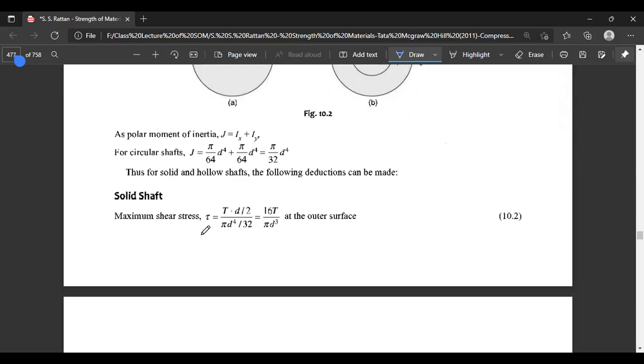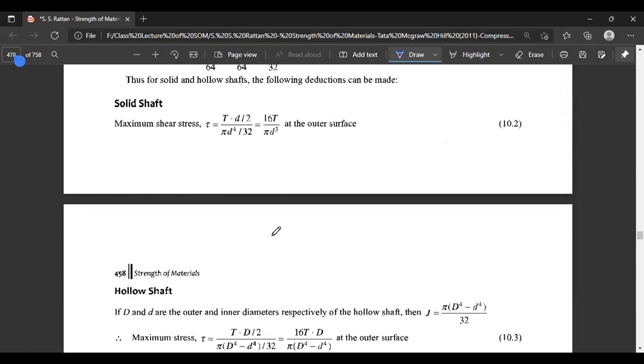For solid shaft, the maximum shear stress tau is equal to T into d divided by 2, divided by pi d to the power 4 by 32, or 16 capital T divided by pi d cube at the outer surface.